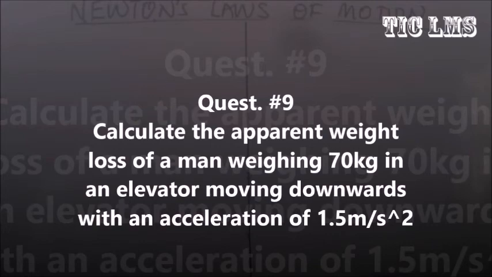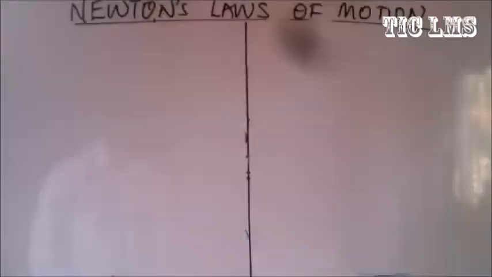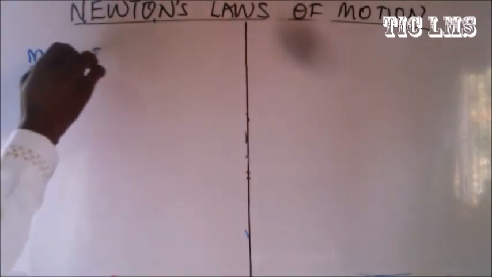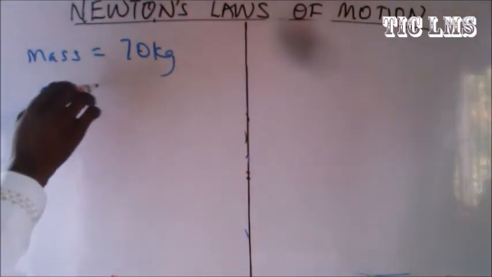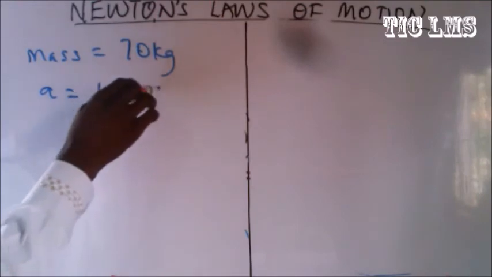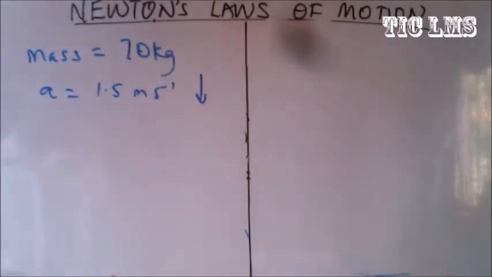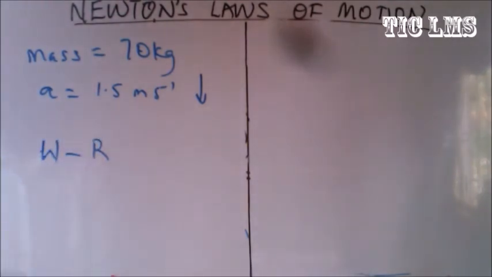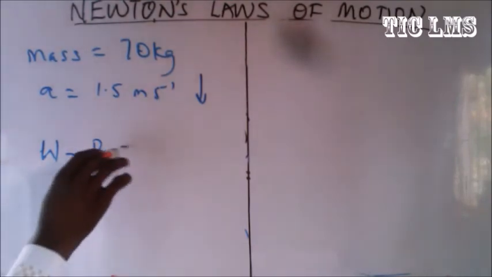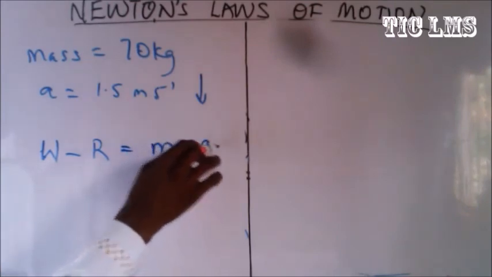with an acceleration of 1.5 meters per second squared. Here, a man has a mass of 70 kg and he is moving in an elevator which is moving at an acceleration of 1.5 meters per second squared. And we're told that the elevator is moving downwards. We are aware that the formula for this is the weight minus the force with which the floor of the elevator pushes on him equal to the mass times acceleration.